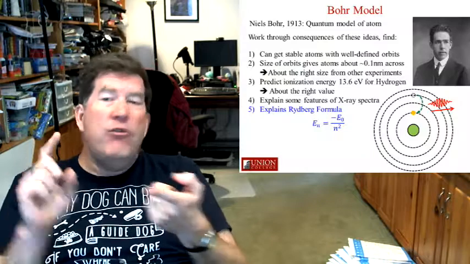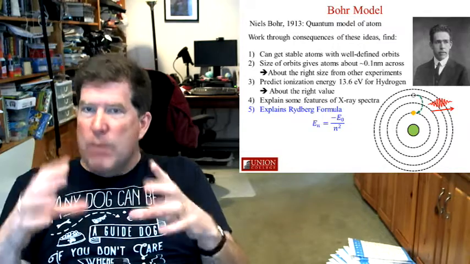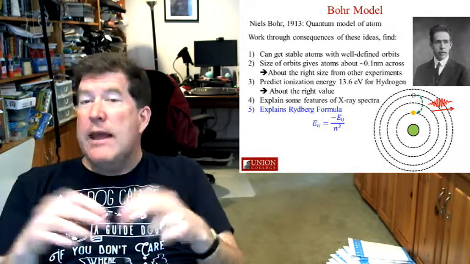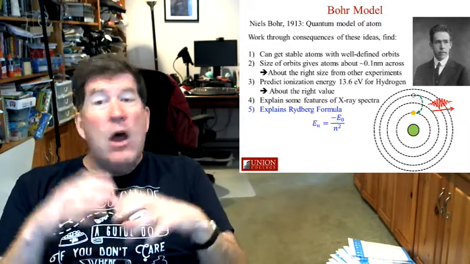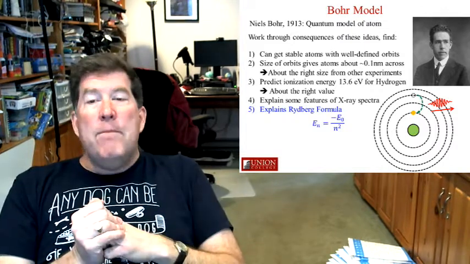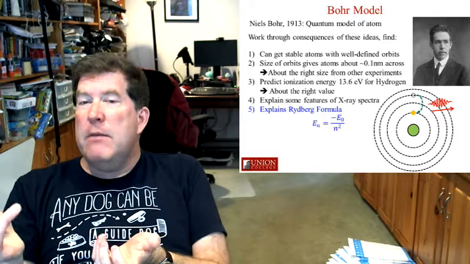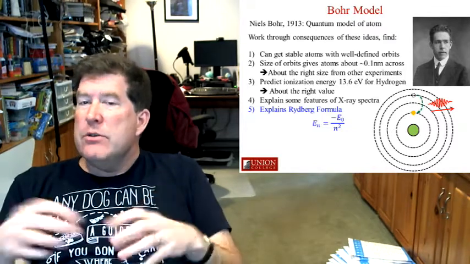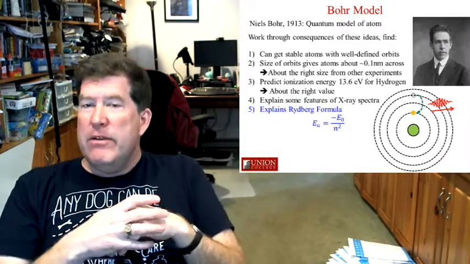Right. If you then work through the consequences of this model, you find some very nice things. You find that you get atoms that are stable with well-defined orbits. Putting these parameters in gives you orbits that have a definite radius. If you calculate the size of those orbits, you get that the atoms are about 1/10 of a nanometer across, which is about the right size. We know from other experiments that this is the size that atoms are. You can predict how much energy is required to entirely remove the electron from a hydrogen atom, and you get a value that is just about right. So this Bohr model of hydrogen works really well at matching parameters that we'd previously seen.